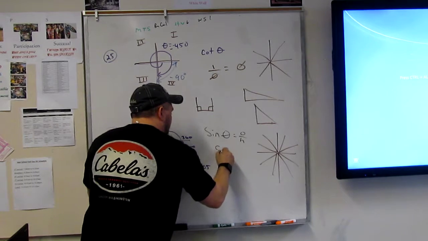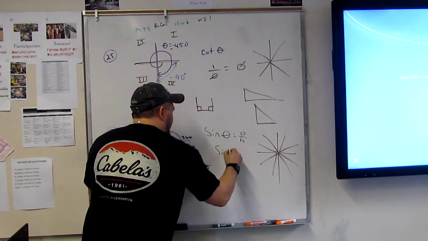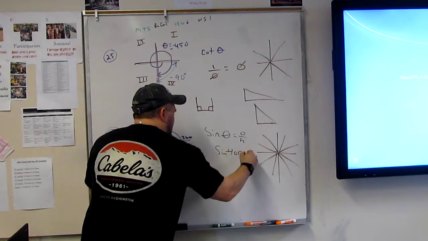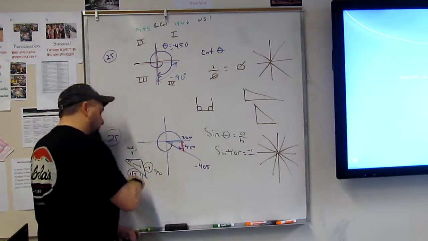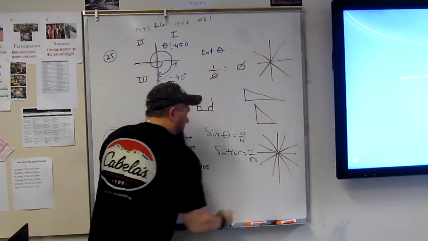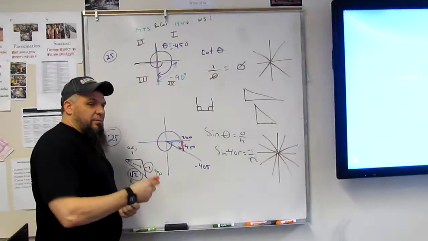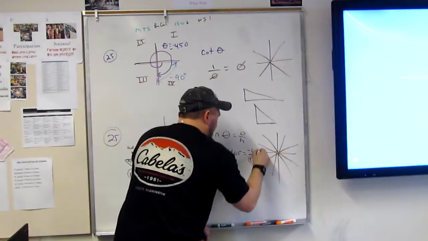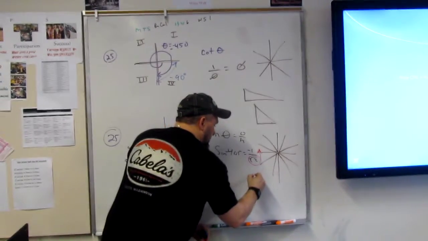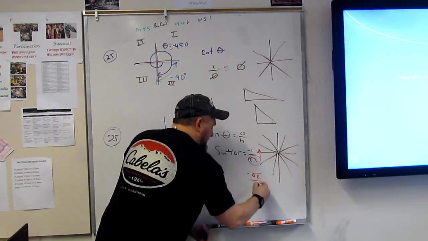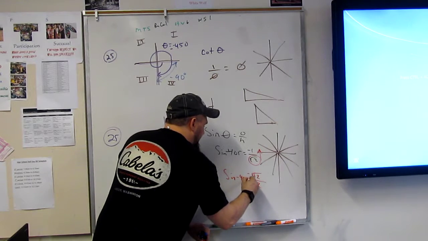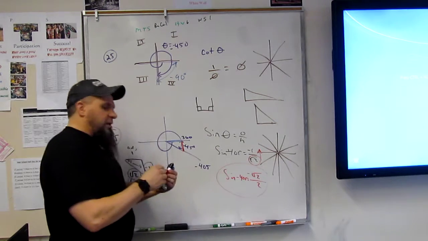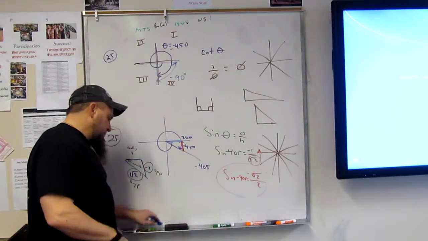So sine of negative 405 should equal negative 1 over the square root of 2. And then we do our trick. Remember? Take it up and leave it below. So the sine of negative 405 should equal negative square root 2 over 2.